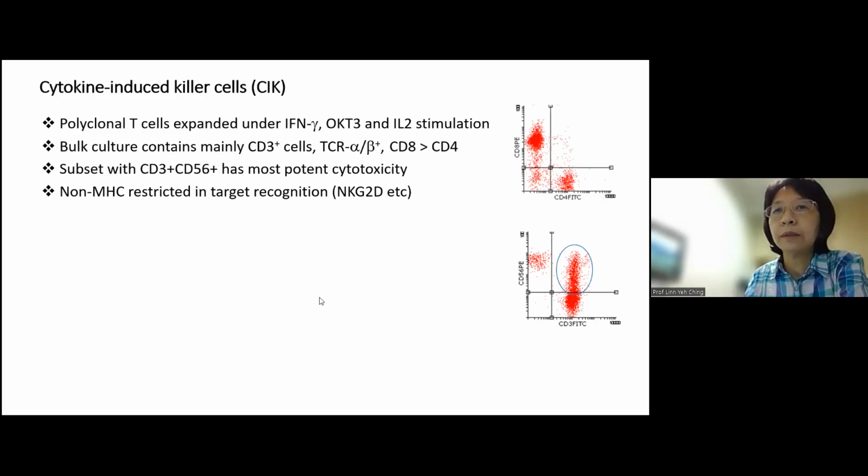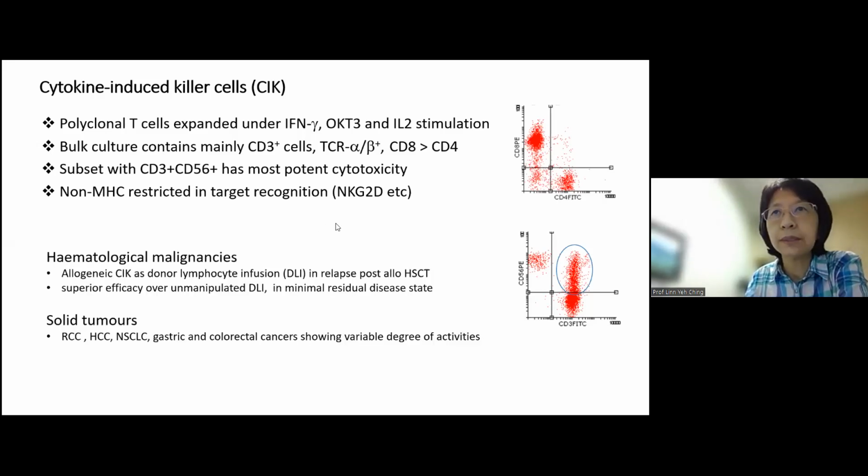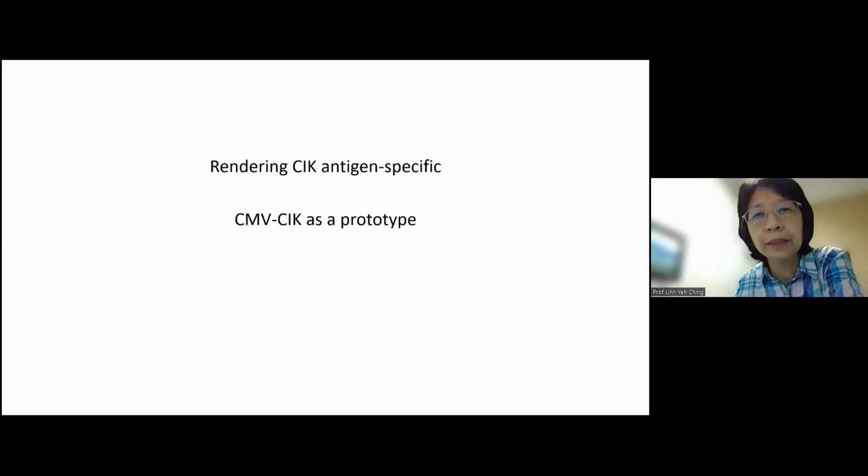First, a very brief background on cytokine-induced killer cells. CIK are polyclonal T cells that are expanded under cytokine combination stimulation, and comprise mainly of CD8 subset with a smaller proportion of CD4. And there's a subset of CD3 cells that upregulate CD56 that has the highest cytotoxicity. Target recognition is non-MHC restricted, and it has shown anti-leukemic activities for minimal residual disease states after allotransplant, and there are also many clinical studies on autologous CIK in various solid tumors. So by the mechanism of target recognition, CIK is not antigen specific.